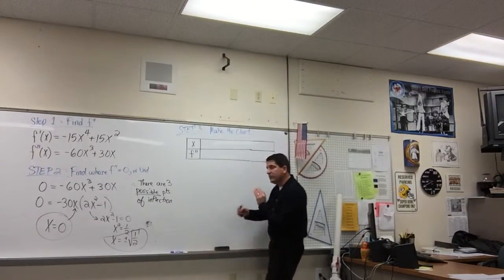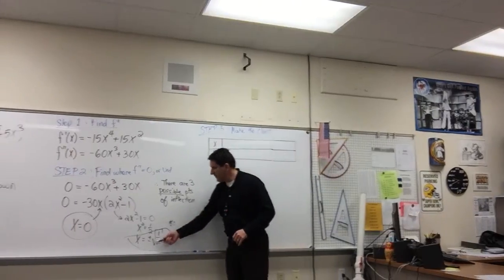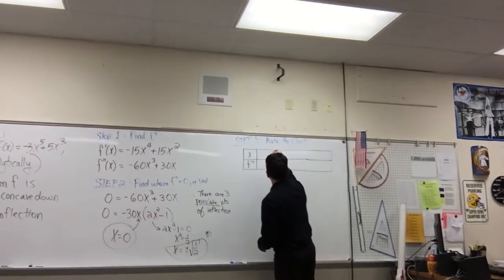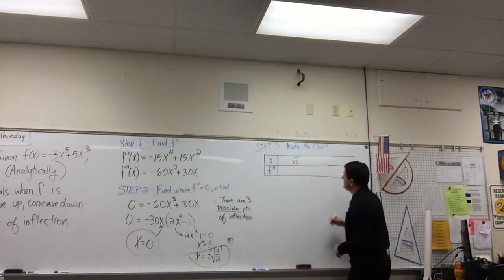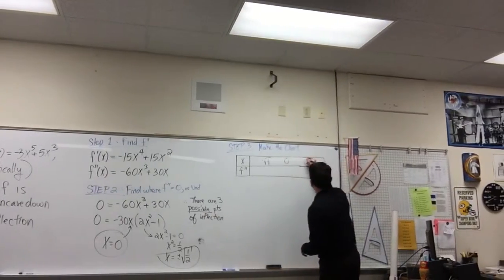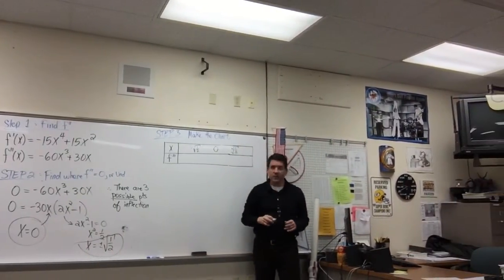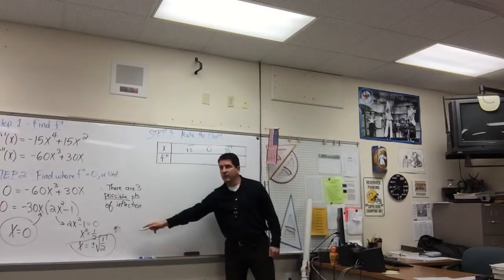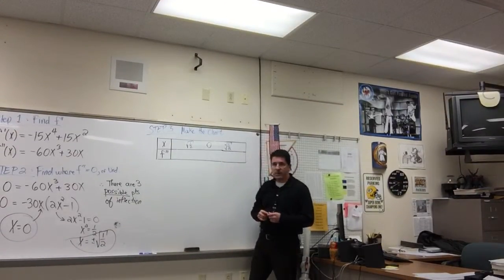So again, we do this in order from left to right, like it's a number line. It really helps out. So that means the first one over here is negative square root of a half. The middle one is 0. And then finally, positive square root of a half. Those are 3 x values that we already know the answer to the second derivative. And what are they?